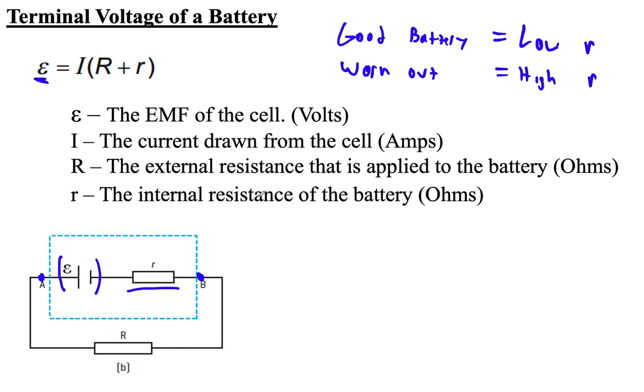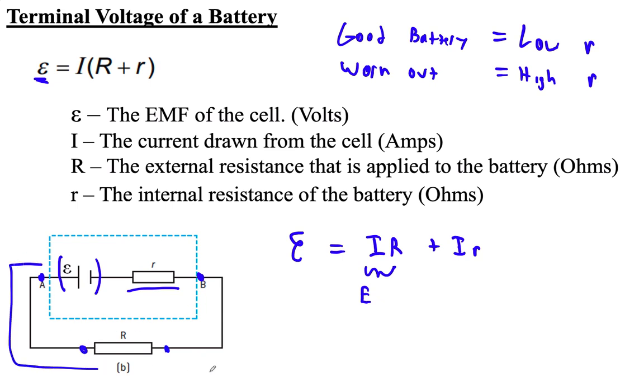Now, if we take this formula here and expand it, the EMF is just IR, the voltage on the external circuit, plus I little r. So this is the external circuit voltage, the voltage across this resistor, I times R, whatever this current I is that's flowing through here. That is the external drop. And then this is the drop across the internal resistance. So there's two voltage drops. This one should be small. This one should be big.